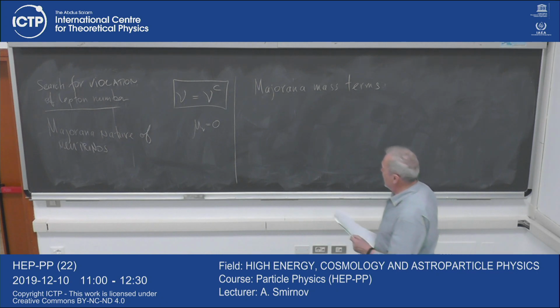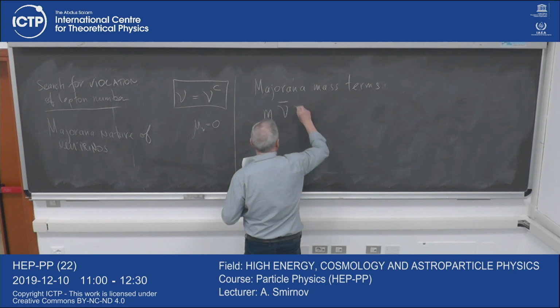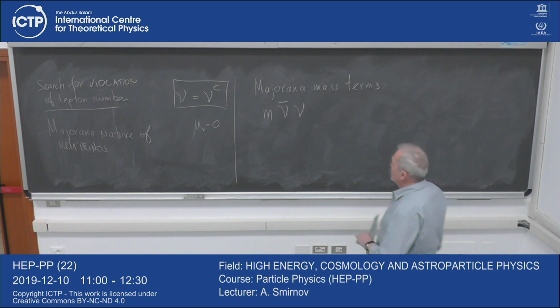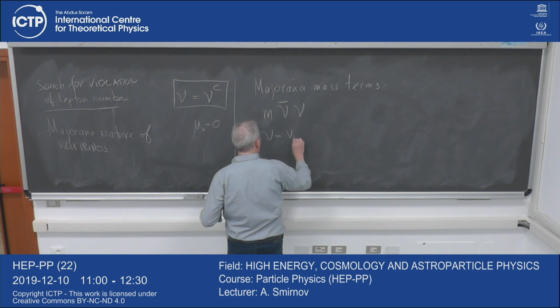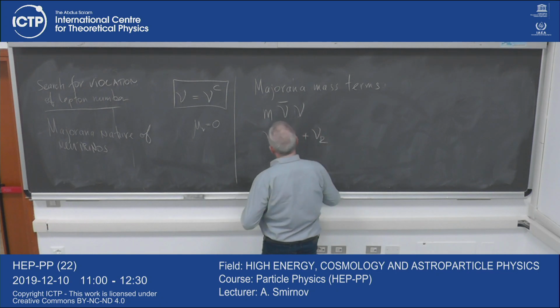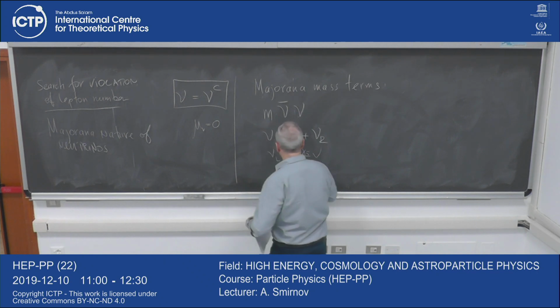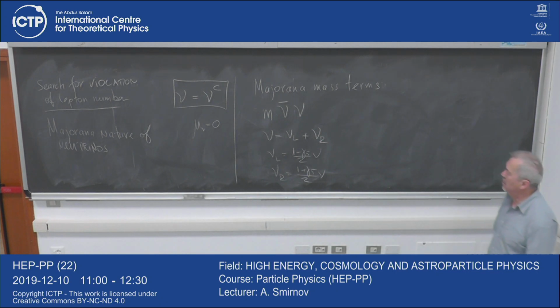Remember that the fermionic mass term in the Lagrangian looks like mass times neutrino-bar neutrino. That's what we would write as a mass term in the Lagrangian. We can decompose the neutrino into left and right components. And nu left is (1 minus gamma 5) over 2 nu, and nu right is (1 plus gamma 5) over 2 nu. So if you sum up, then you will get just nu, right?